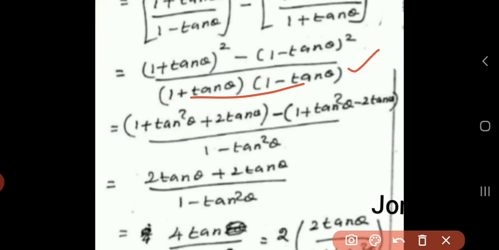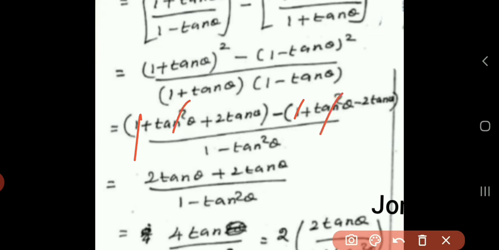And then expand by the formula (a plus b) the whole square here. So that means a square plus b square plus 2ab, minus here (a minus b) the whole square. Use the algebraic formula here. So a square term here, this is b square and this is minus 2ab, and then remove the bracket so that 1 and 1 will get cancelled, and then tan square and this tan square will get cancelled there.